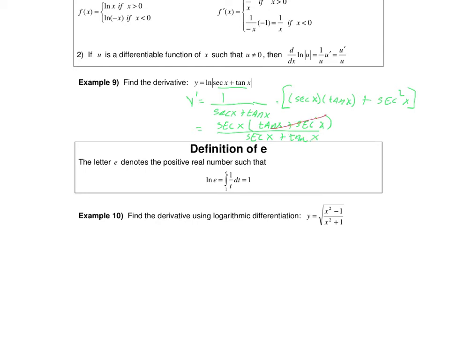So now that tangent secant addition is going to simplify off. So then my final answer is just going to be the secant of x.